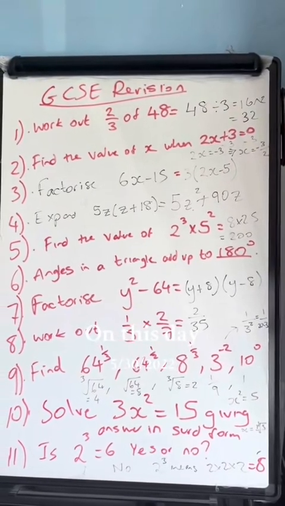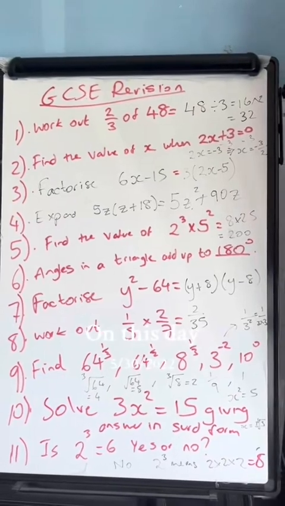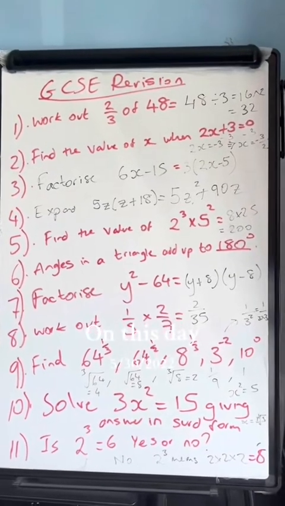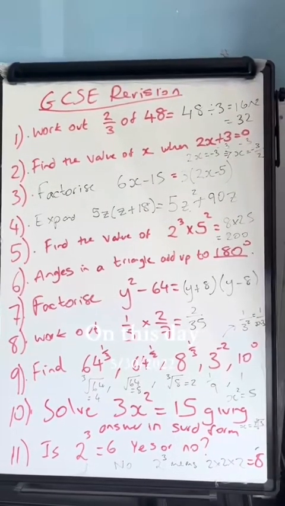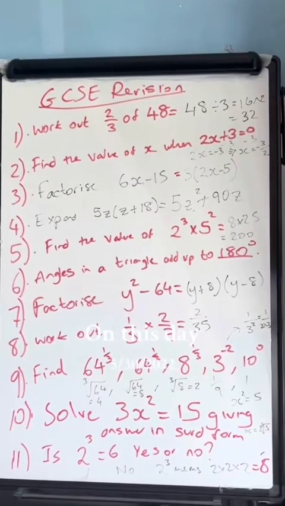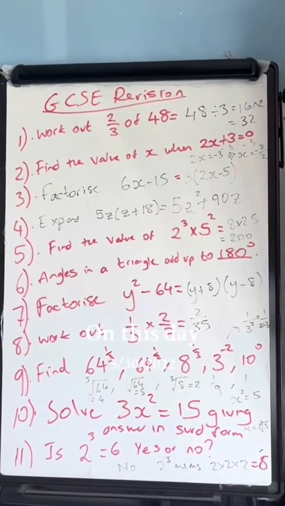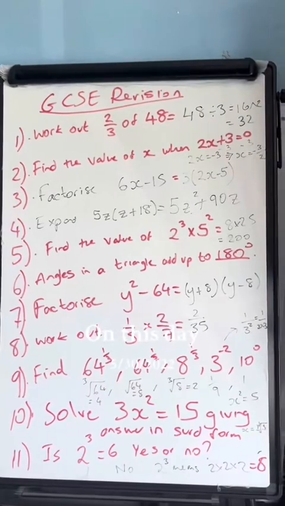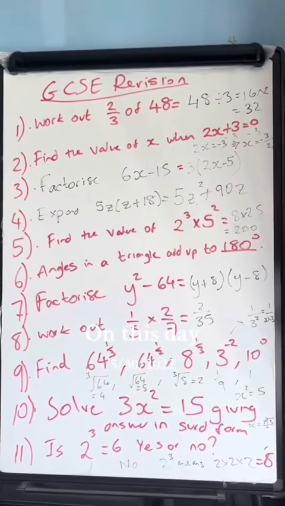Okay, this is question number 4. Expand this single bracket. 5z times z is 5z squared, so be very careful. Remember that z times z is z squared. 5z times positive 18 is positive 90z. Each term is being multiplied by 5z, which is on the outside of the bracket.